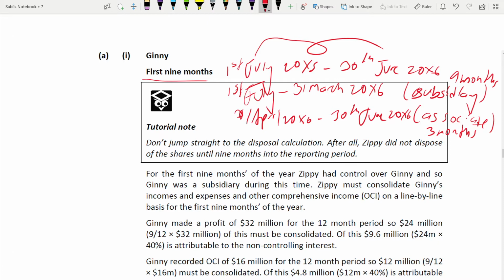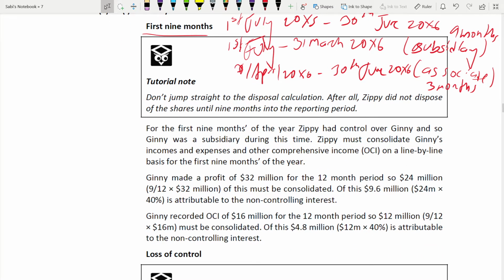Next, starting with it. In the first 9 months of the year, Zippy had control over Guinea. First, mention the date. When something happens during the year, you need to say first 9 months. Who had control? ZP had control over Guinea. It is very important that you mention the word control. Control is the keyword here. This says that you have to consolidate, or he's a subsidiary. That's why the word control is very important. ZP had control over Guinea and so Guinea was a subsidiary during this time. During which time? During the first 9 months, you have to say it very clearly.